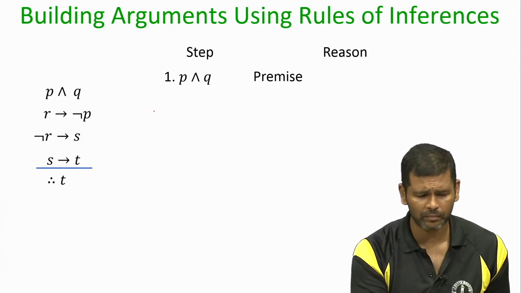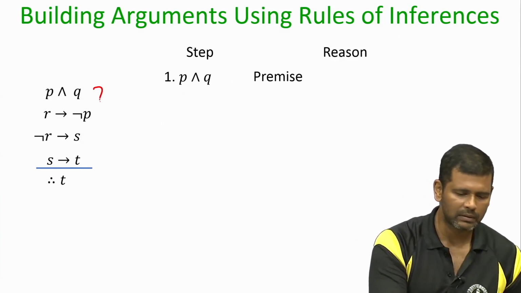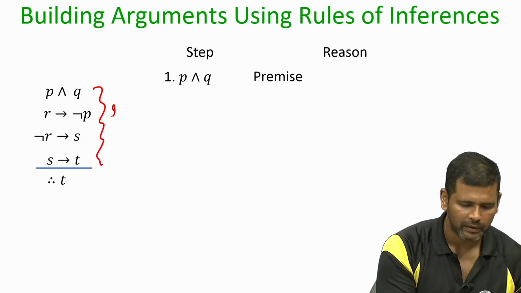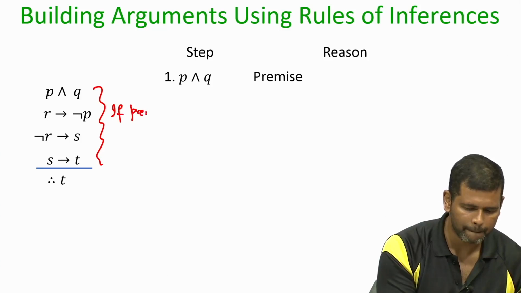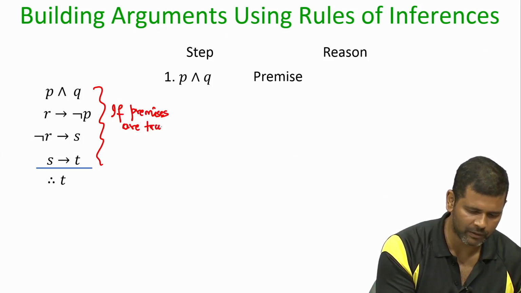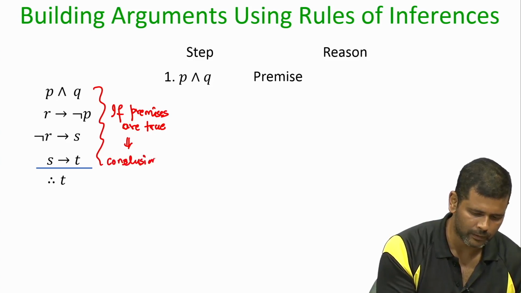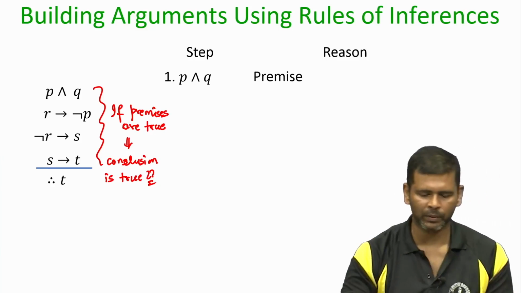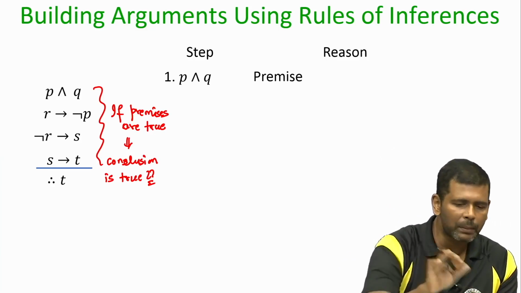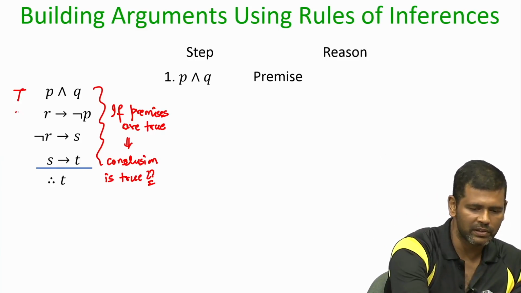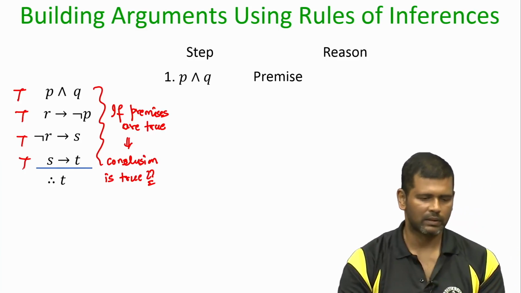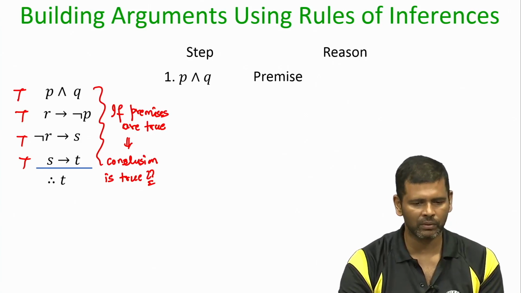So, I start with some premise here. Remember, I have to check whether if the premises are true, then the conclusion is true. Then only this is a tautology. That is the definition of a valid argument. So, I am assuming that all my premises are true, that is this is true, this is true, this is true, this is true. Then I have to check whether my conclusion is also true or not.